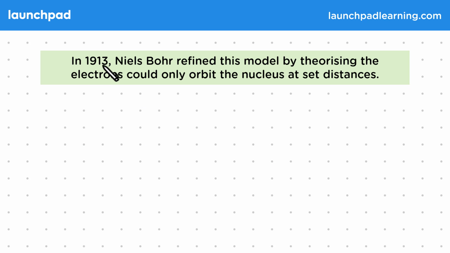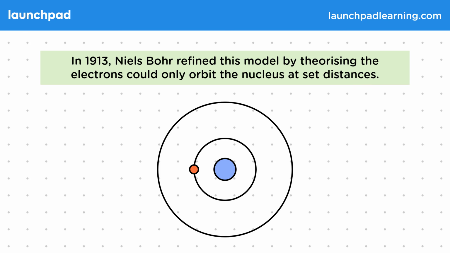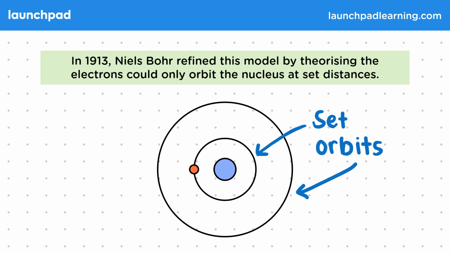Well, in 1913, Niels Bohr refined this model by theorising the electrons could only orbit the nucleus at set distances. So there are set orbits at particular distances, and today we refer to these orbits as shells. But what determines the orbit an electron is in?